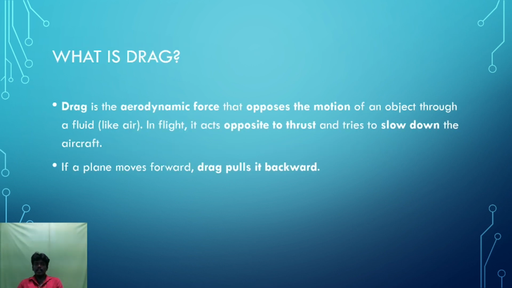Then move to the third, aerodynamic forces. What is drag? Drag is the aerodynamic force that opposes the motion of an object through a fluid like air. In flight, it acts opposite to thrust and tries to slow down the aircraft. If a plane moves forward, drag pulls it backward. Already we see, if a boat moves forward in a water medium, the drag follows the boat continually backward.